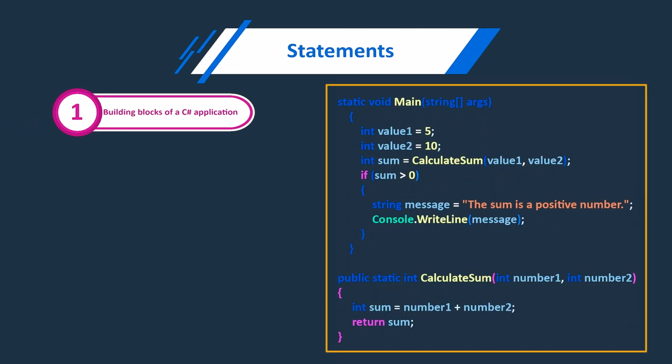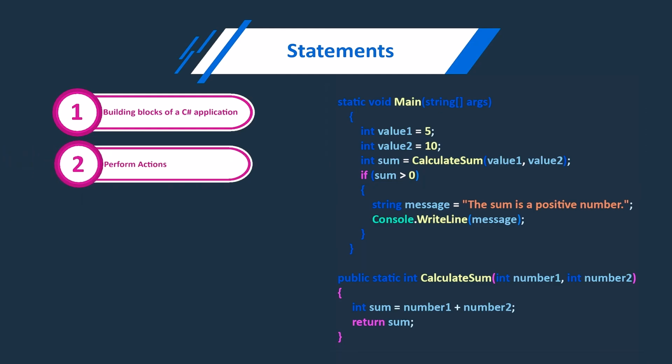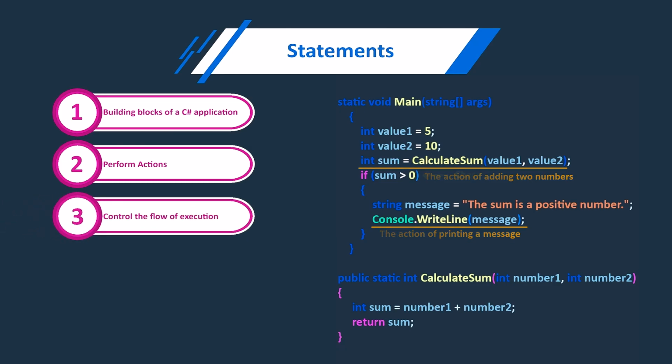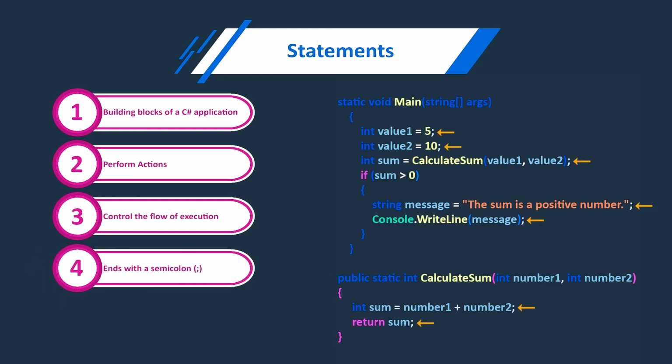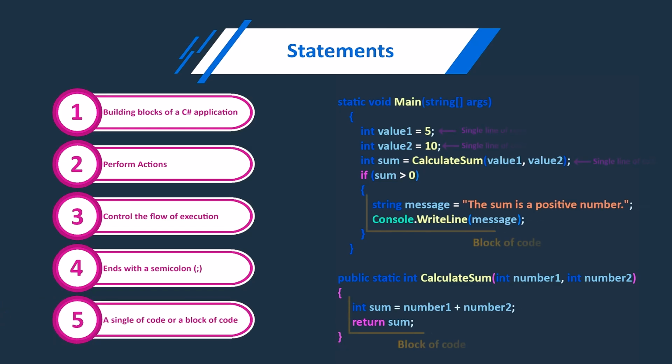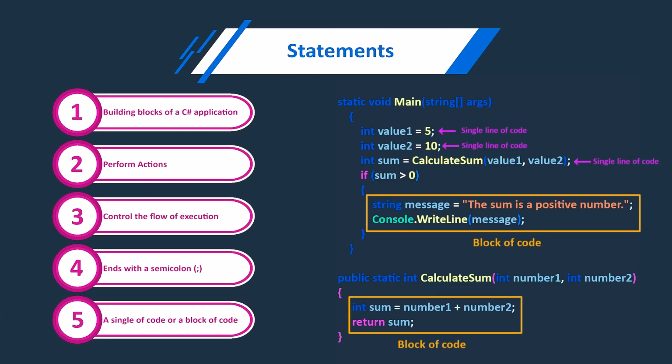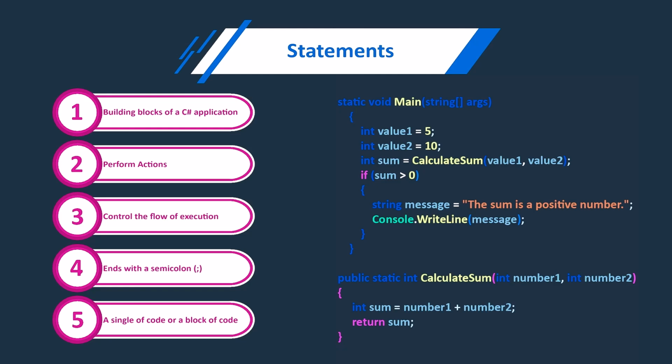Okay, statements are the building blocks of a C# application. They are individual instructions that perform actions or control the flow of execution. Every statement typically ends with a semicolon. And they can be a single line of code or a block of code enclosed in brackets. Let's explore some common types of statements in C# along these examples.